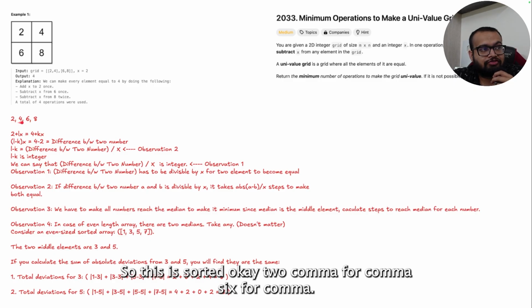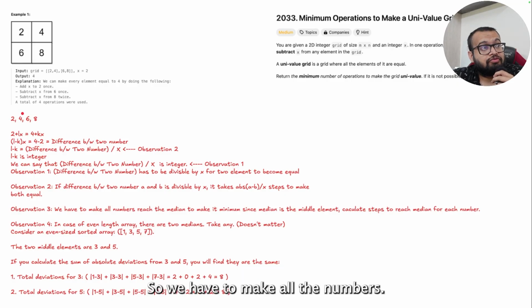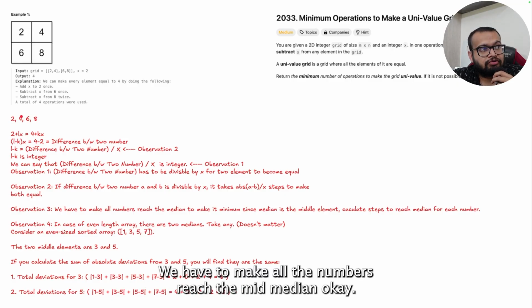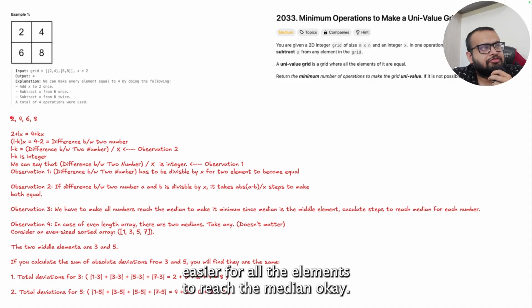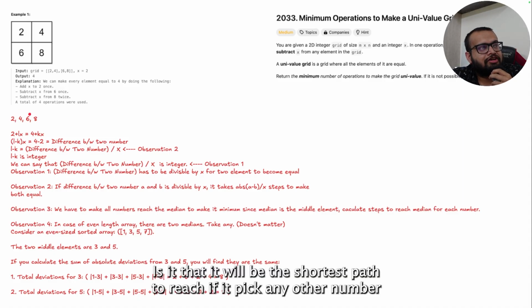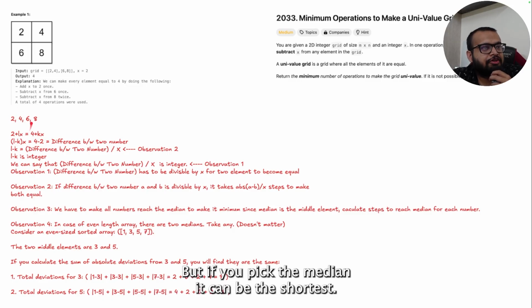So this is sorted: 2, 4, 6, 4, 8. Let's assume that for a moment. We have to make all the numbers reach the median, because the median will be in the middle of the elements, and it will be easier for all the elements to reach the median. Easier, as in it will be the shortest path to reach. If we pick any other number, then it might not be the shortest, but if we pick the median, it can be the shortest.